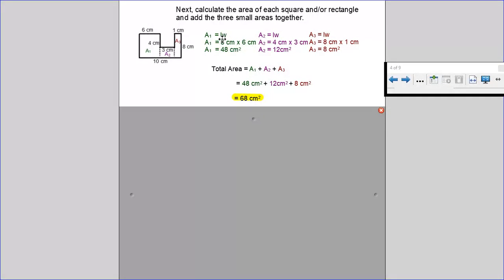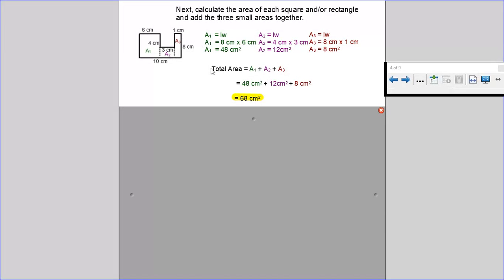So I got my first area, length times width. I know this is 8 and this is 6. So 8 centimeters by 6 centimeters gives me 48 centimeters squared for this section. Then I've got my purple section, 4 centimeters times 3 centimeters. I know my 4 here, so it must leave me 4 left over here. So 4 by 3 gives me 12 centimeters squared, and I've got an 8 centimeter by 1 centimeter for 8 centimeters squared. So I figured out all 3 of those.